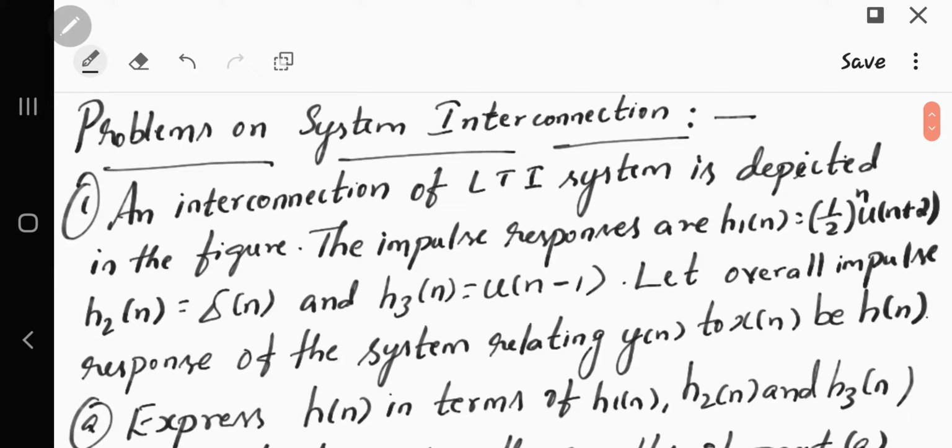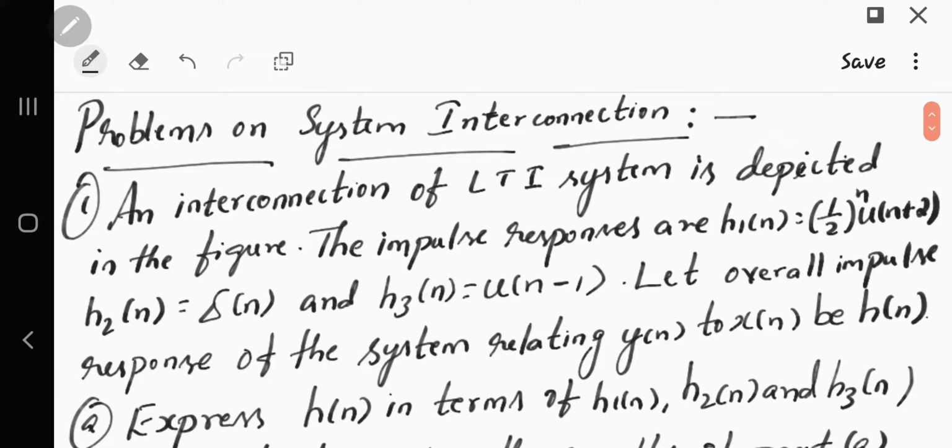Hello students. In this video I'll be solving some problems on system interconnection. In the previous video we discussed the properties of LTI systems using impulse response. We went through what happens when the systems are connected in parallel, and what happens when the systems are connected in cascade.